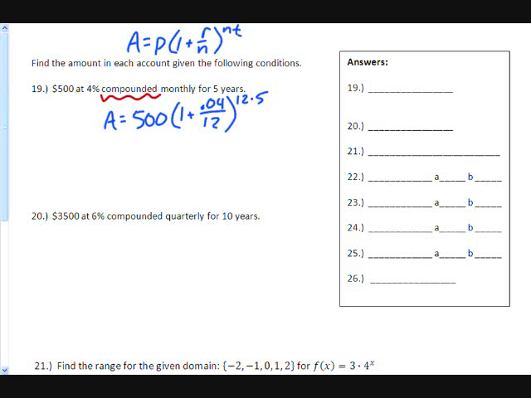Again, I want to follow order of operations, so make sure you start inside the parentheses. I'm going to do the 0.04 divided by 12, and then add the 1. Then I'm going to raise that to the 60th power, and then multiply it by the 500. Remember, we don't want to round this off until the very end, so we want to put it into our calculators all in one shot, and it gives me $610.50.